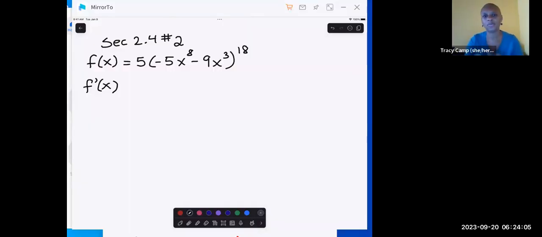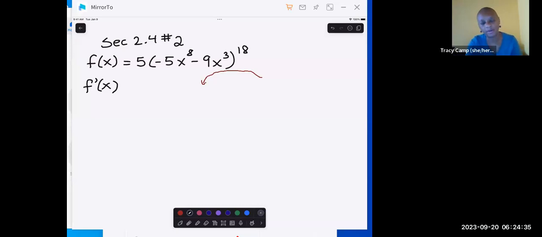This is section 2.4, problem number 2, and it gives us this function f of x equals 5 times negative 5x to the 8th minus 9x cubed, all raised to the power of 18. And it's asking us to find the derivative. Just looking at it, you might see a power and recognize that you're going to be using the power rule. So you're going to bring that power down.